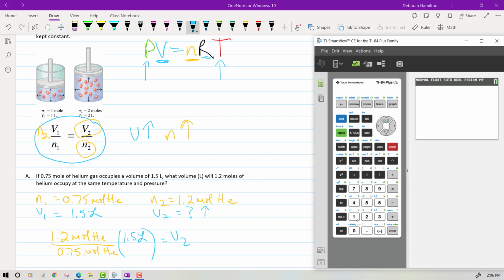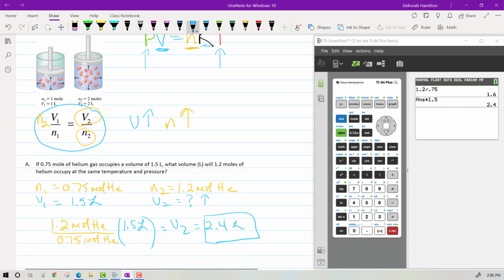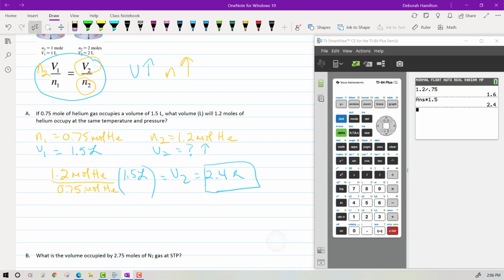Over here on my trusty calculator, 1.2 divided by 0.75, and then times 1.5. And I get 2.4 liters. So 2.4 liters. Does it go up? Yes, it does. It goes from 1.5 to 2.4. This is much like the way we did Charles' law and Gay-Lussac's law. Both of those were also direct relationships, as is Avogadro's law.